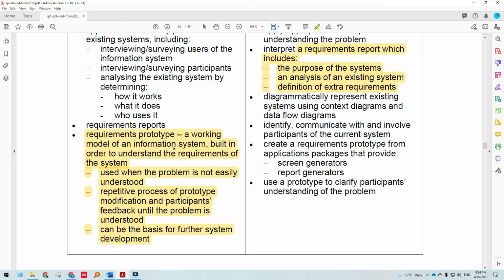It's a working model of the information system, both designed to understand the requirements of the system, right? But this one is not. This one's to understand the purpose of the system, existing system, define extra requirements.